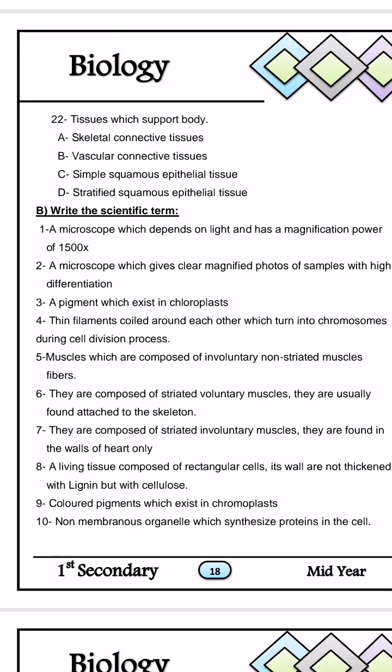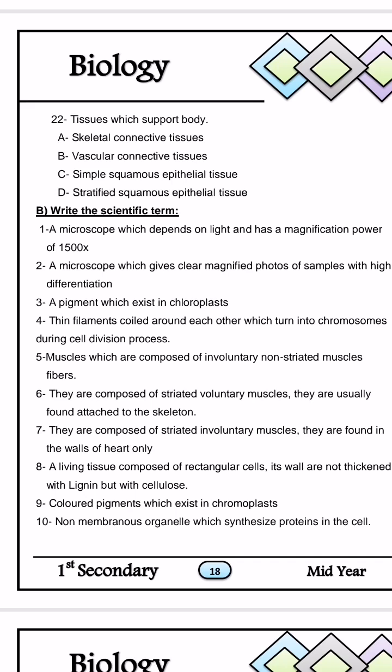Number 5. Muscles which are composed of involuntary non-striated muscles. The answer is smooth muscles. Number 6. They are composed of striated voluntary muscles. They are usually found attached to the skeleton. The answer is skeletal muscles. Number 7. They are composed of striated involuntary muscles. They are found in the walls of the heart only. The answer is cardiac muscles.